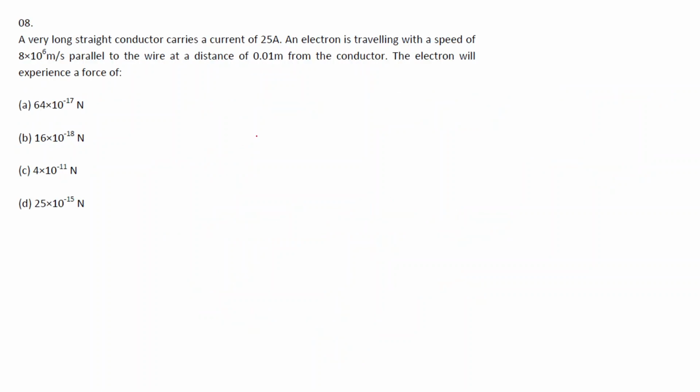A very long straight conductor carries a current of 25 ampere. We have a very long straight conductor carrying a current of 25 ampere.